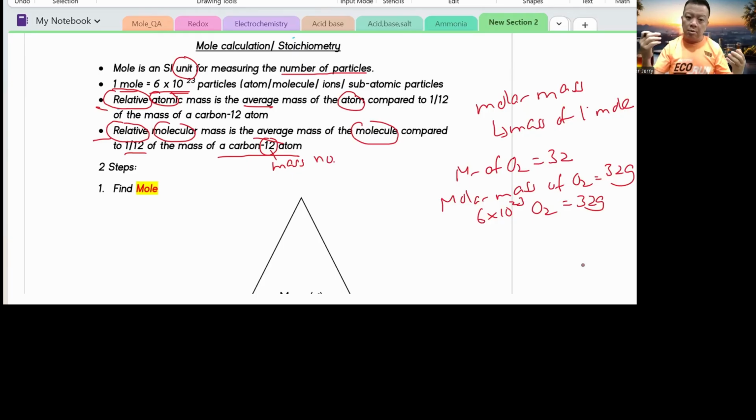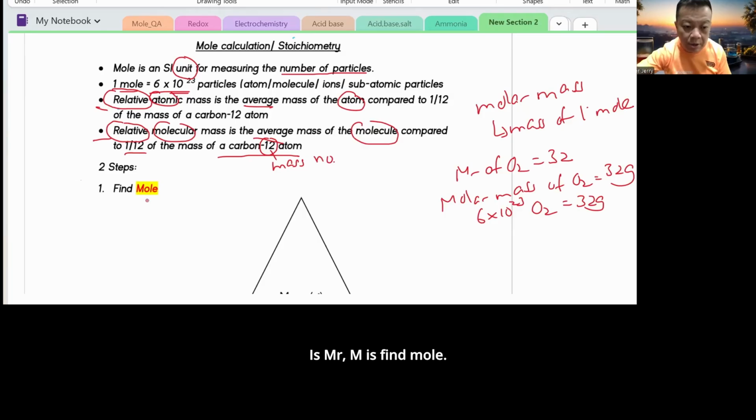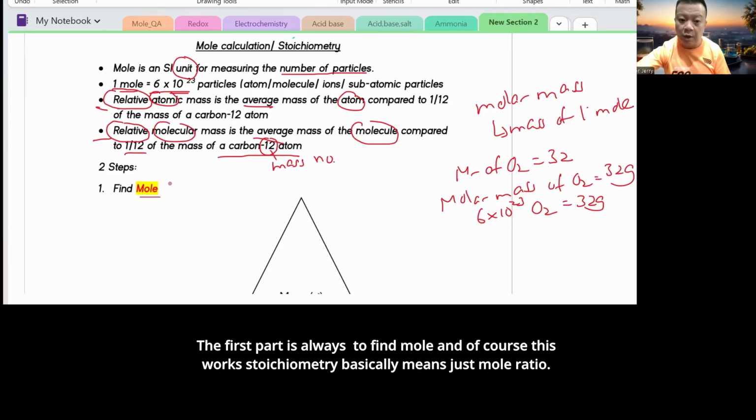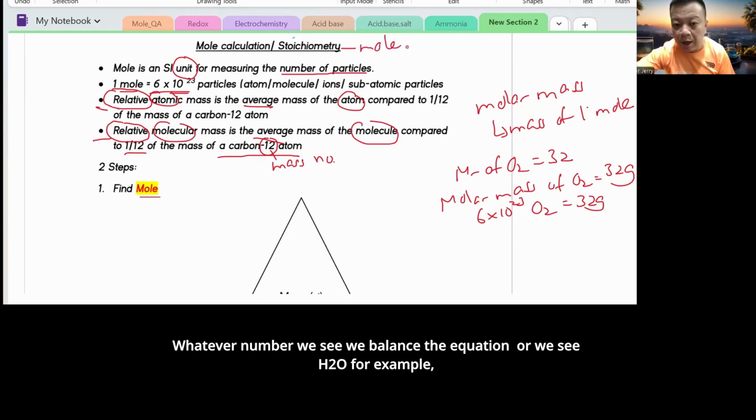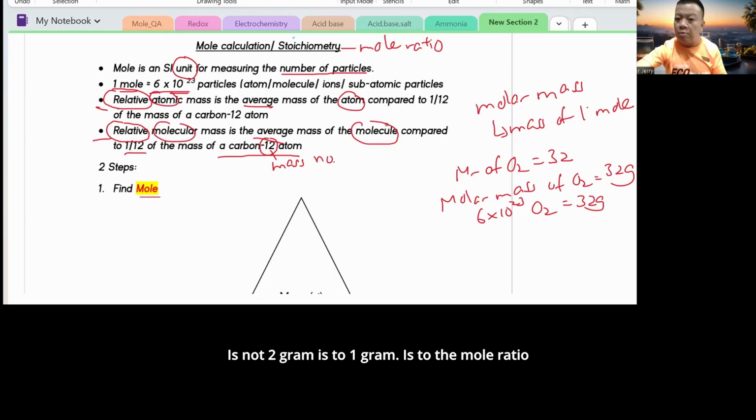So basically, there are formulas to convert them. If you look at any mole calculation, do take a step back to check that you're actually going through these two steps. The first part is always to find mole. And of course, this word stoichiometry basically just means mole ratio. Whatever number we see when we balance the equation, or when we see H2O, for example, 2 hydrogen to 1 oxygen, this 2 is 2 moles of hydrogen to 1 mole of oxygen atoms, right? It's not 2 gram to 1 gram. It's just the mole ratio.